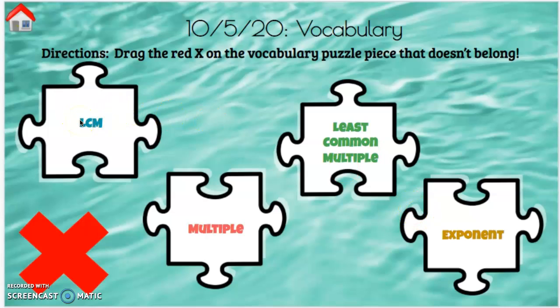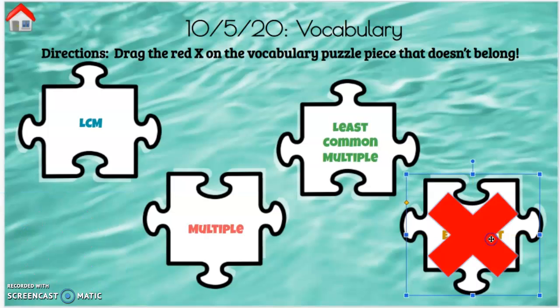LCM is the abbreviation for least common multiple. So these three actually add up. They puzzle piece together. But this exponent is not part of it. So we'll drag that X over the exponent, and that's for our vocabulary.